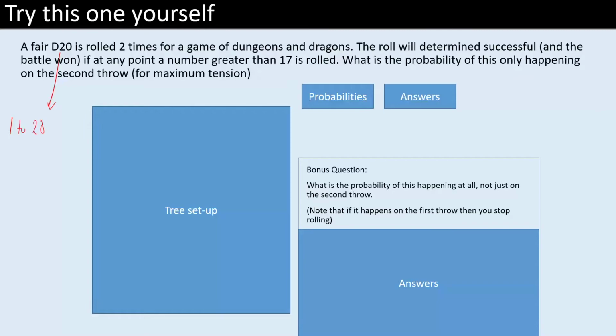The roll will be determined successful and a battle won if at any point a number greater than 17 is rolled. What is the probability of this only happening on the second throw, just for maximum tension? Okay. So the first thing you'll want to do is to think about what are the scenarios that we want to put into our tree diagram. Okay. So I'll give you a moment to have a think of that. Pause the video, try and draw a tree diagram. Feel free to resume the video when you've got one together.